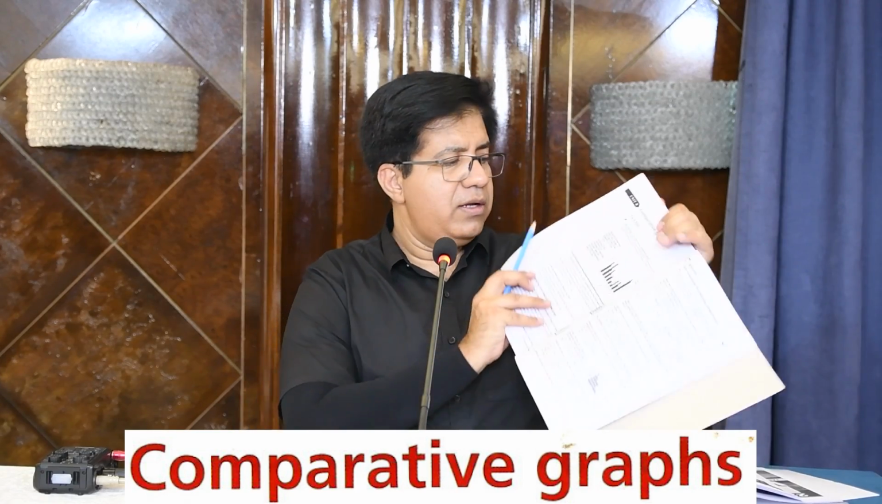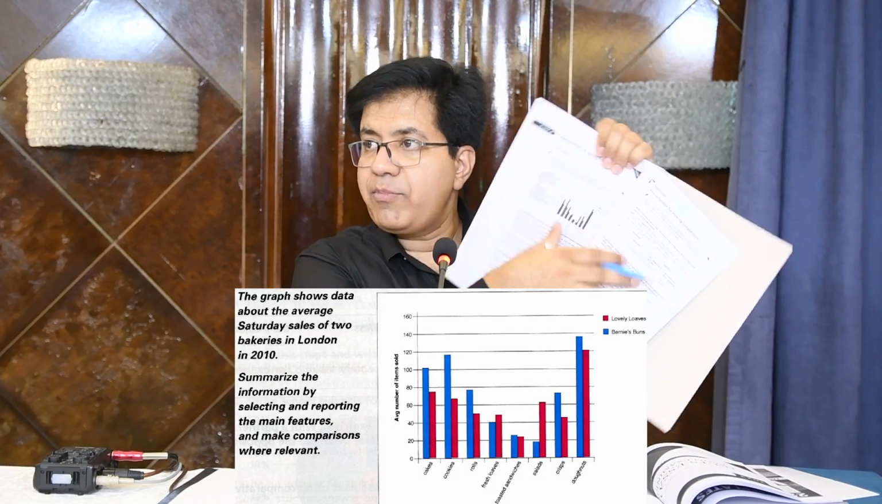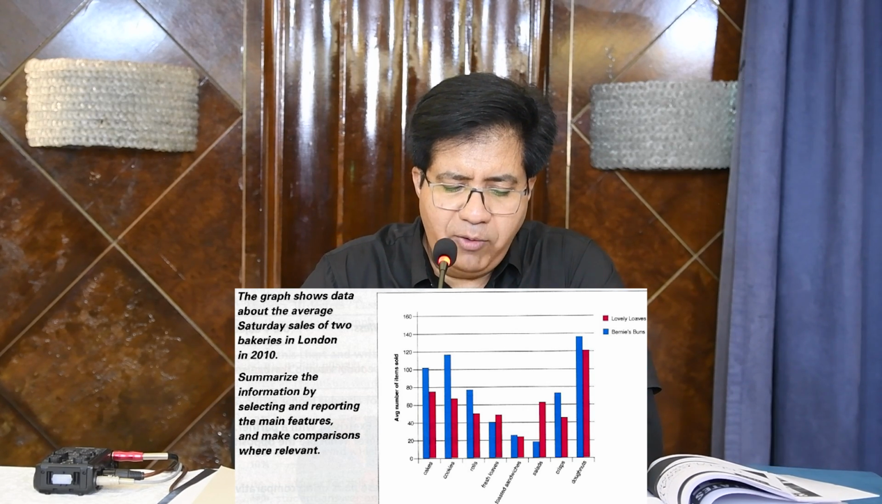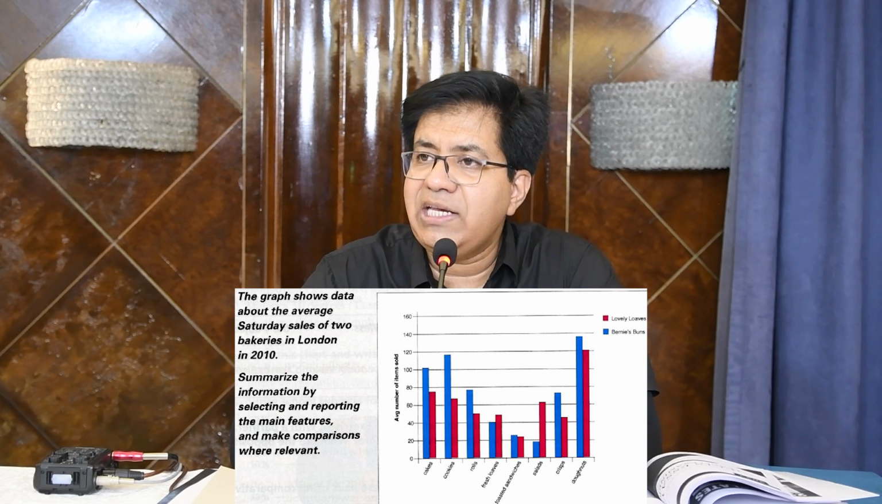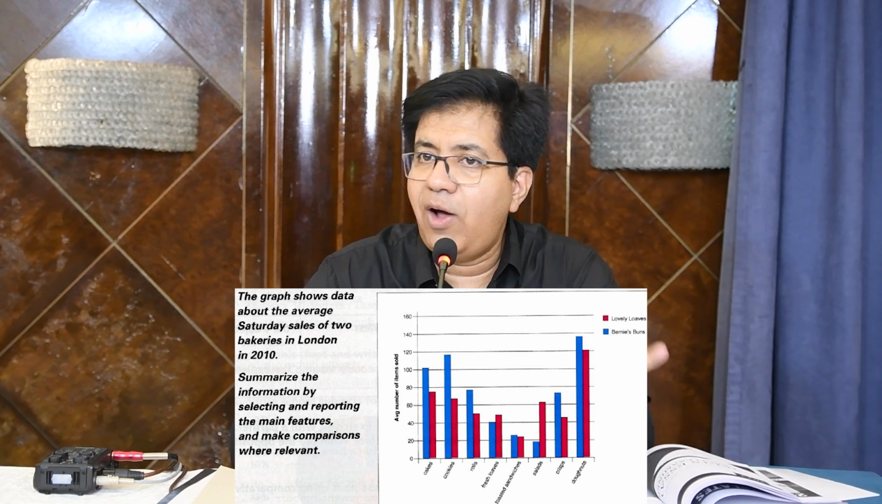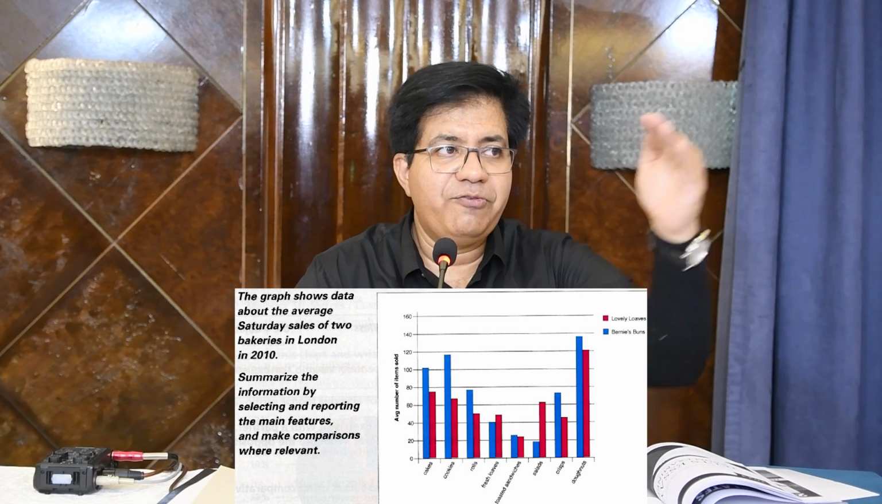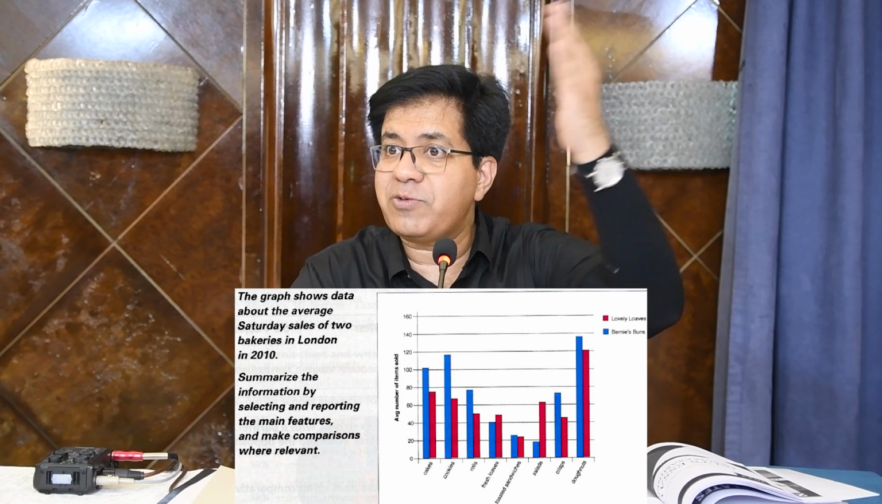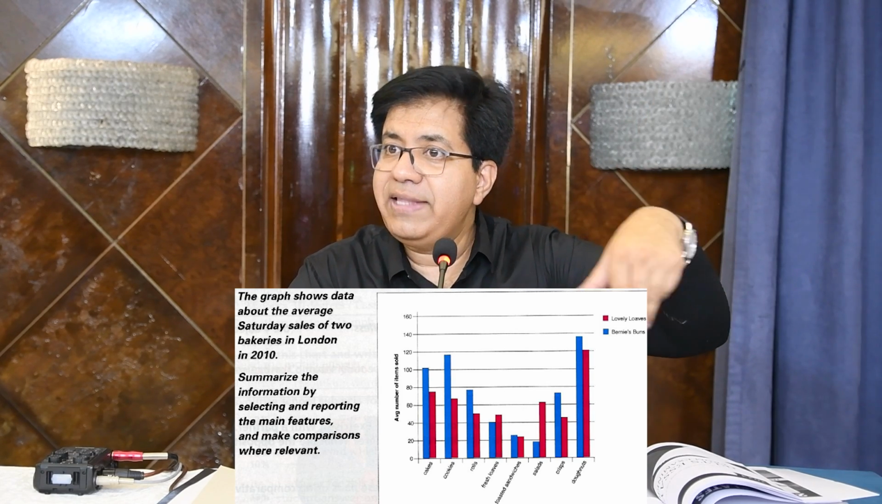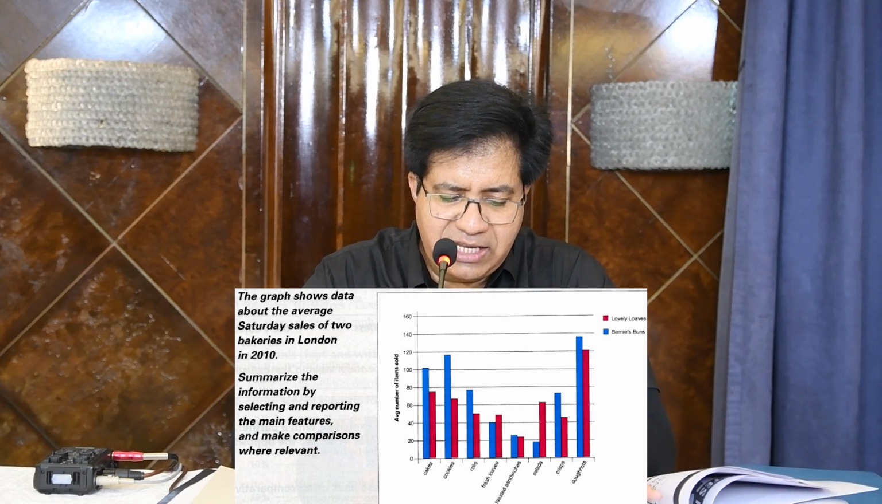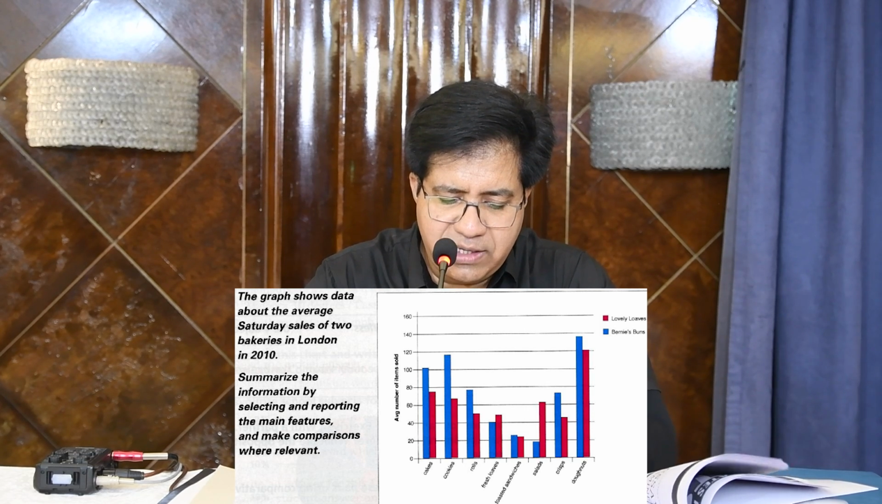On page 91, we have this thing. This one, I'm going to read from here. Please follow me. The graph shows data about the average Saturday sales of 2 bakeries in London in 2010. That's it. Now only 2010. It means it is a comparative graph. And if they say from 2001 to 2010 and the data is moving, then it is a graph with a trend. Okay, in 2010, summarize the information by selecting and reporting the main features and make comparisons where relevant.